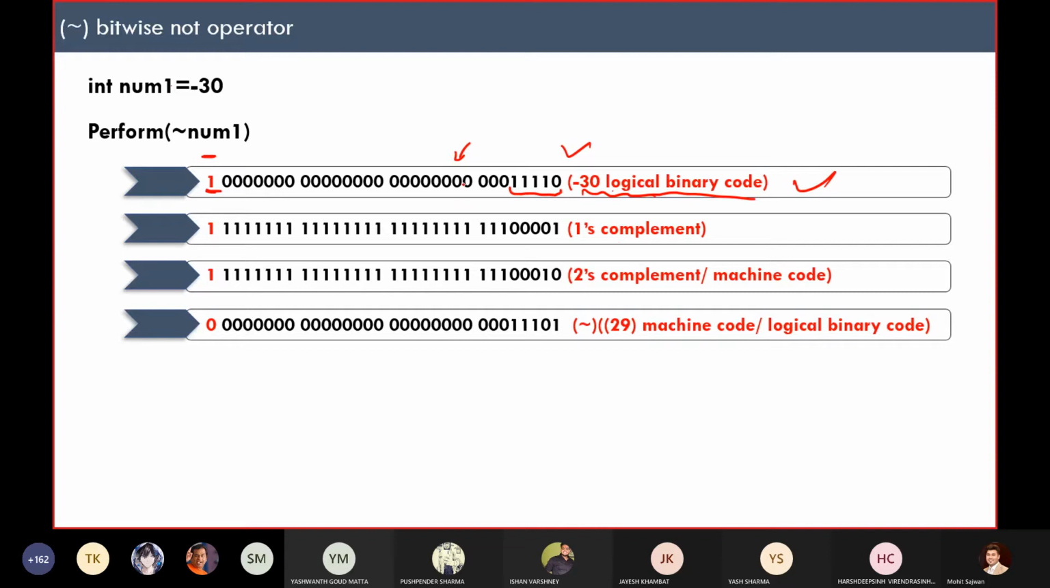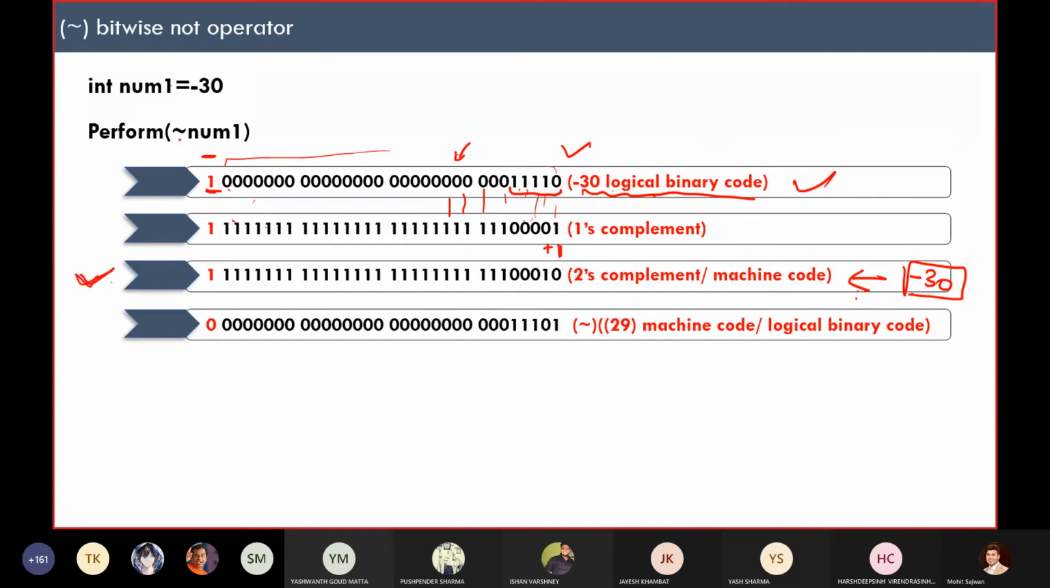So for that, first of all, we perform 1's complement. In the case of 1's complement, if we perform it on the data value part, all the zeros become 1 and all the ones become 0. Okay. And then after that, we add +1 over here. So that is why we get this number. Now this is the representation of -30 in your Java compiler. Okay.